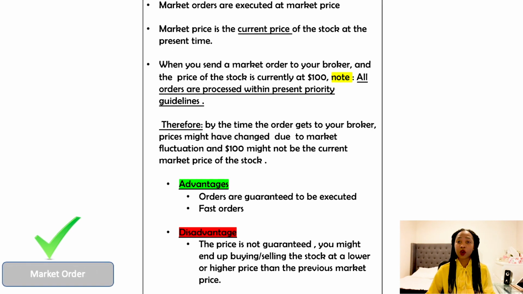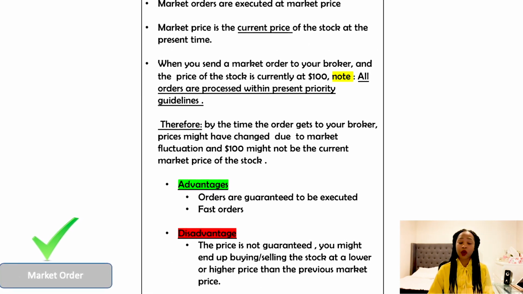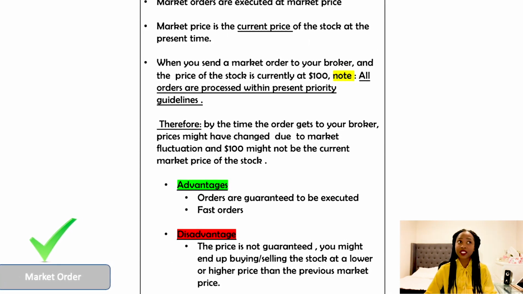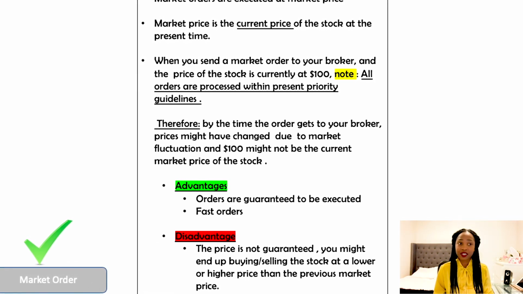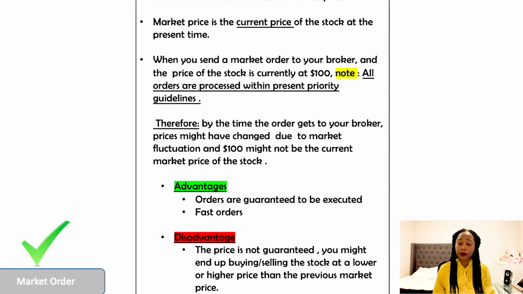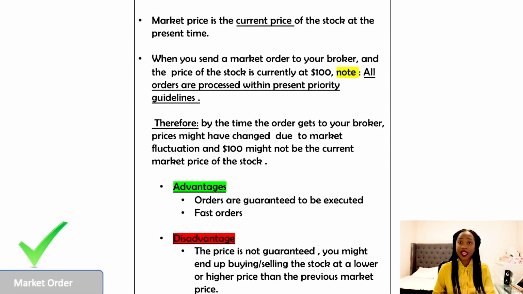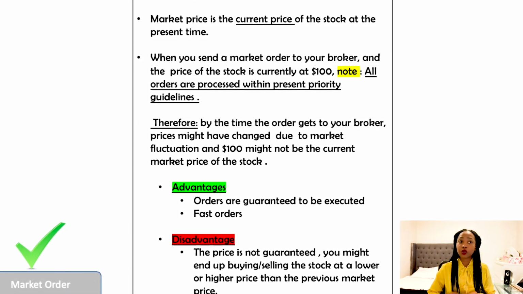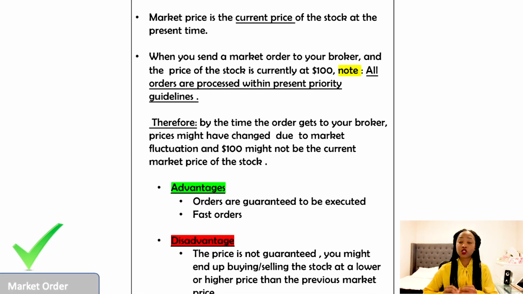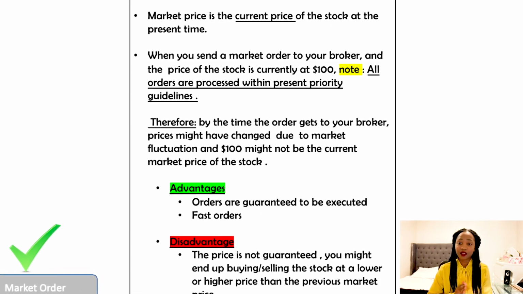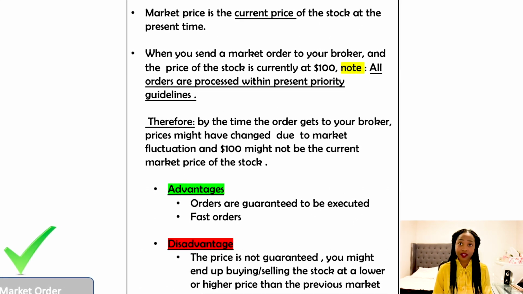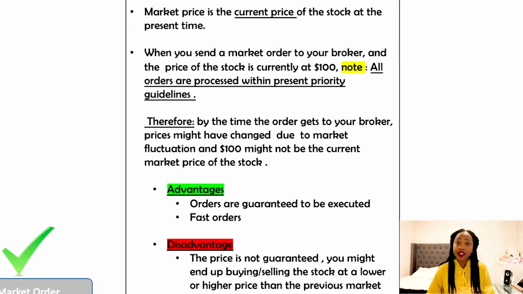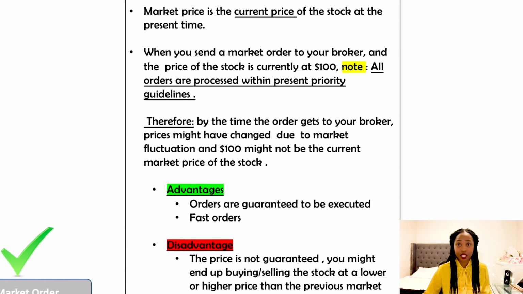You're sending an order, you're saying, hey, sell this share or buy this share at market price, whatever current price there is. So the price is not guaranteed, but obviously the only reason why people use market orders is because it's quick and fast. So your order is guaranteed and it's going to be actioned as soon as your broker gets to it. And at whatever the current price of the stock market is, that's the price that you're going to get.